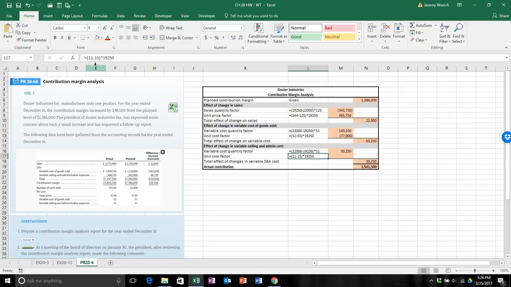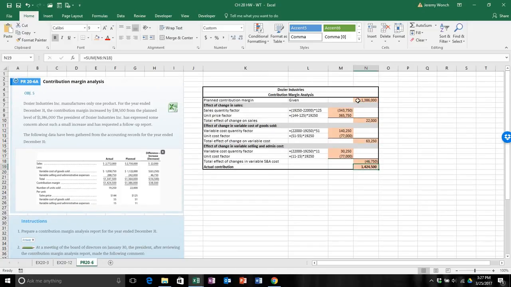And so for the unit cost difference, that's going to be the planned cost per unit minus the actual cost per unit times the actual units sold. And so in this situation, for the selling SG&A, the selling SG&A was lower because they sold less units by 30,000, but overall it was higher by 46,000, and that's because 77,000 was because the cost per unit went from $11 to $15 per unit.